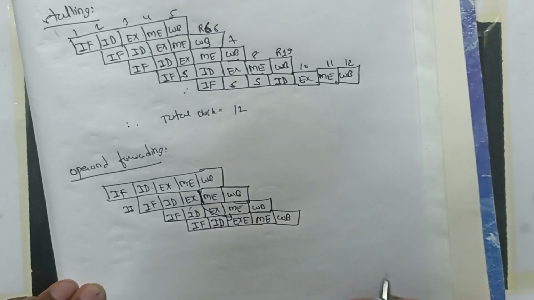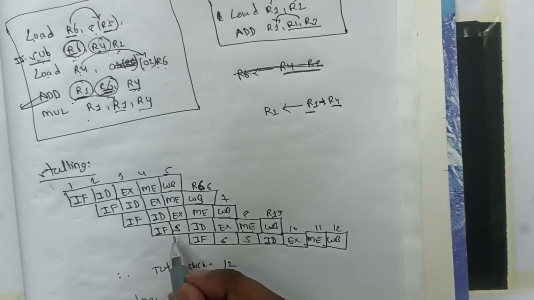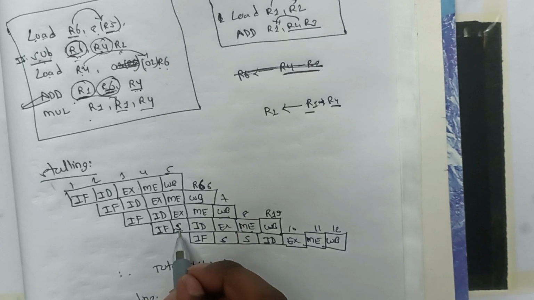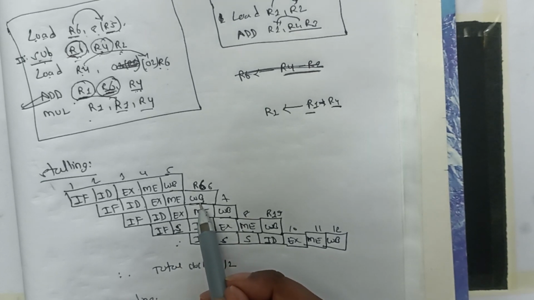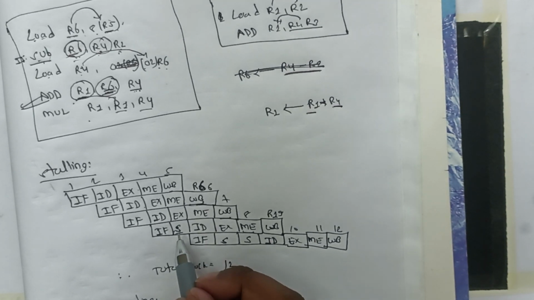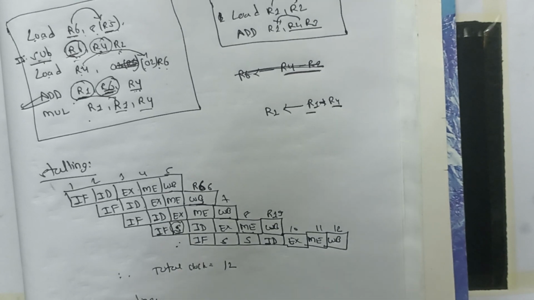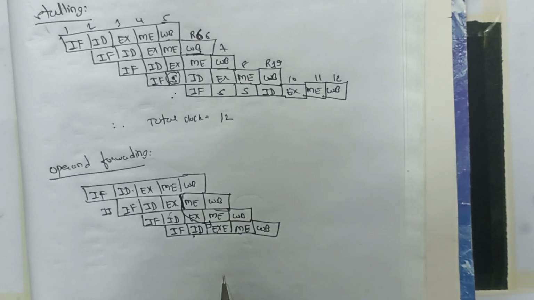You can see that while using stalling, we only get the value of R6 in the write back, and we cannot take the wrong value at the beginning. So in the stalling we need one stall. But in operand forwarding, we can first take the wrong value if necessary, then update it before execution.